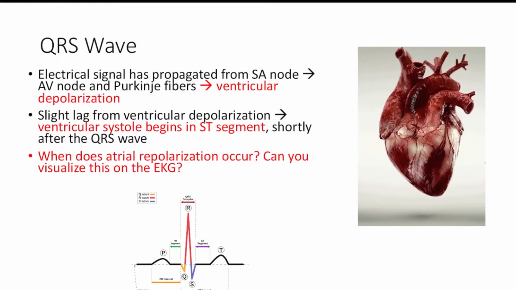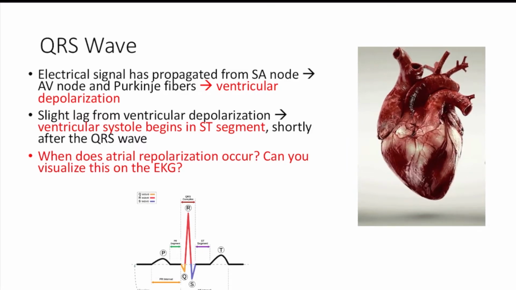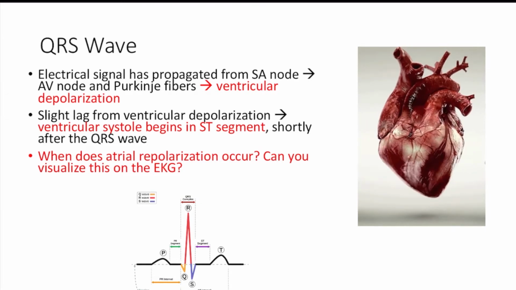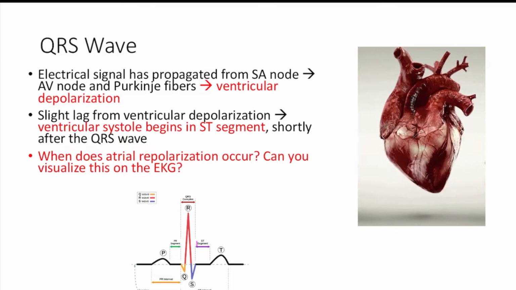So the second landmark, the QRS complex, indicates that the electrical signal has propagated from the SA node to the AV node and Purkinje fibers, which results in ventricular depolarization. Again, there is a lag between this depolarization and ventricular systole, and this occurs at the ST segment.